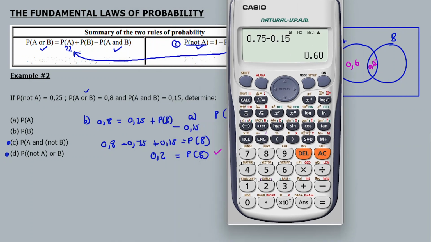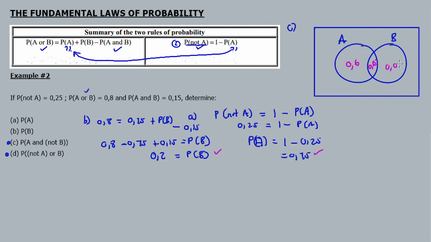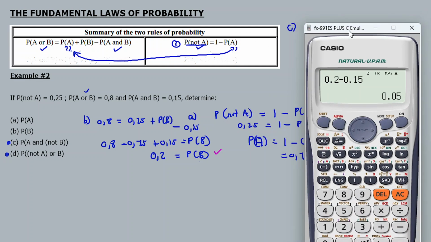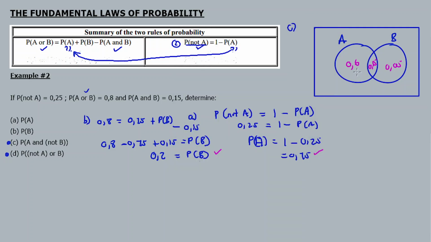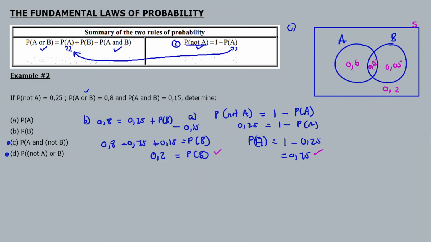And then for B, you have 0.2 minus 0.15. Answer 0.05. Okay, 0.05. And then you should make sure, now add all these probabilities. It should give you a value of 1. All the probabilities within a sample space should give you 1. So we say 0.6 plus 0.15 plus 0.05 is equal to, oops, it's not 1. So 1 minus this answer, it means outside these circles is 0.2.